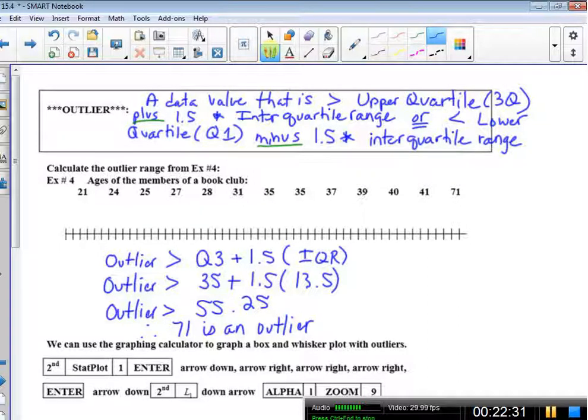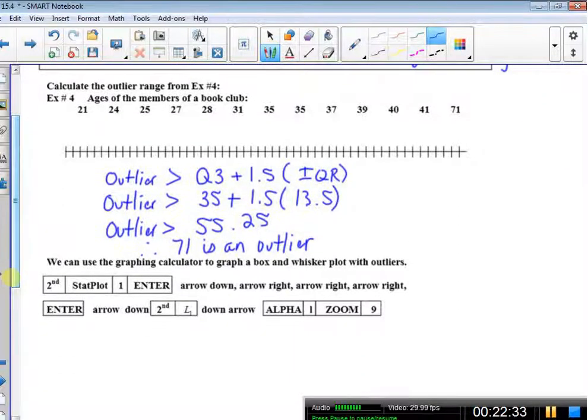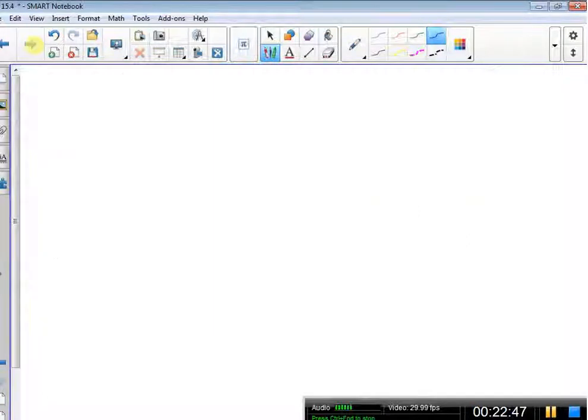And then you can use the graphing calculator to graph a box and whisker as well. And I believe that those are your steps for you. I don't think that you're going to be asked that on the Regents exam, but if you're interested, it's there. And I believe that's it.